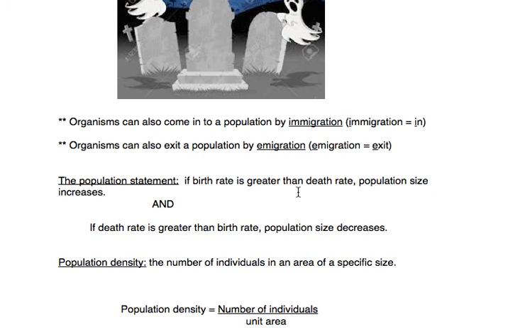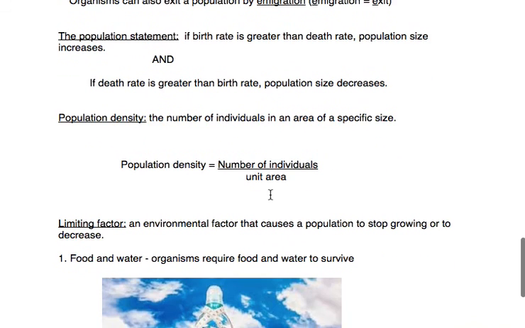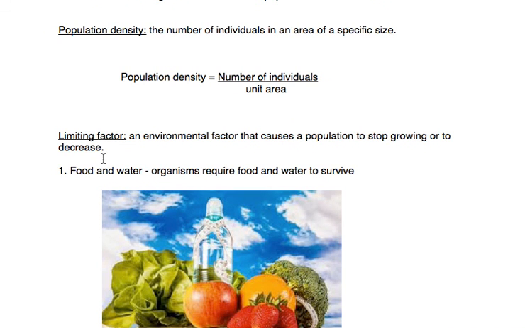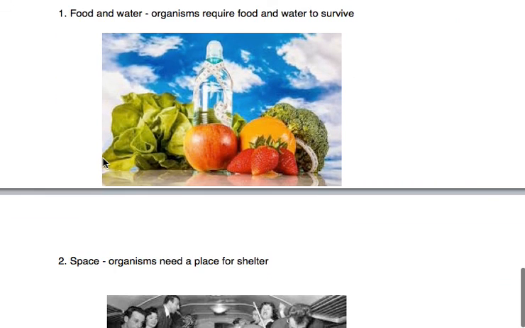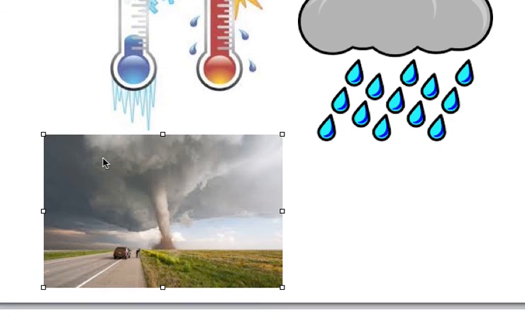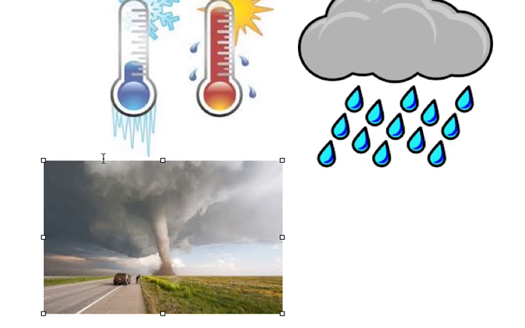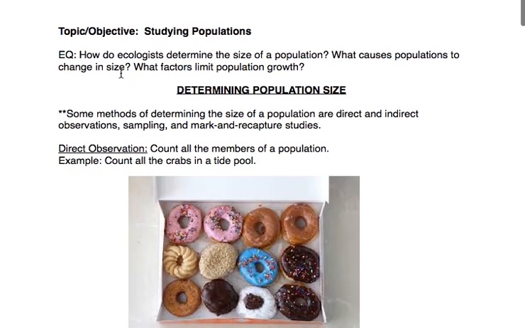If the birth rate is greater than the death rate, your population size is going to increase, and if your death rate is greater than the birth rate, your population size is going to decrease. We also discussed the difference between immigration and emigration, and we've discussed limiting factors. What are the things that keep a population from growing out of control? And those would include food and water, space, and weather. Now that we're finished with our notes, please make sure that you write a summary. And again, your summary should answer the three essential questions that we started our notes with today.